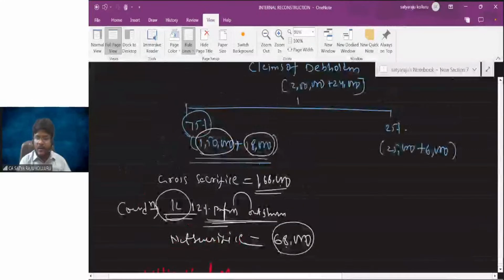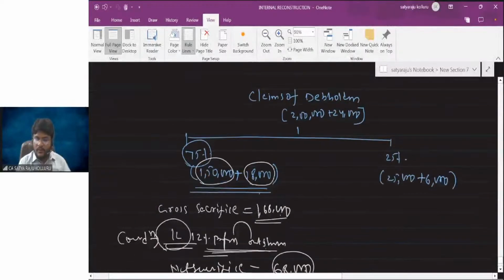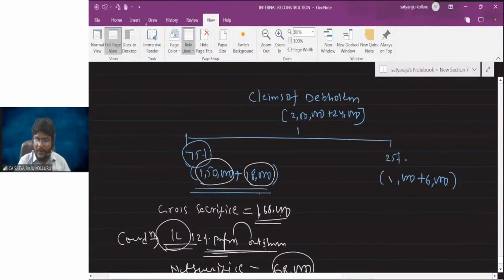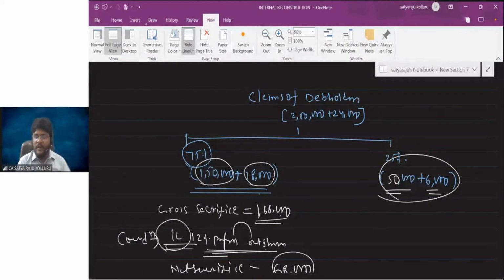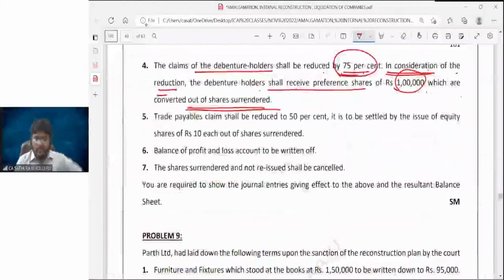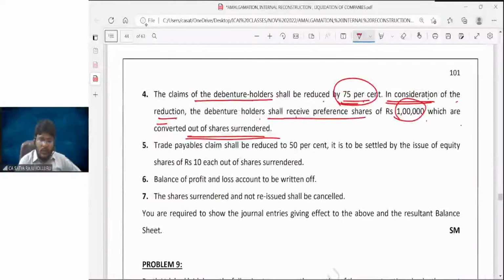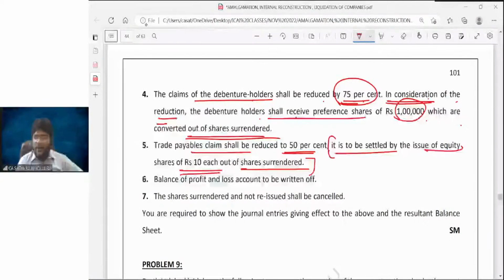Sir, what about this 25%? This is 50,000 plus 6,000. What is this 50 plus 6,000? If nothing is mentioned, then it is shown in the balance sheet after reconstruction. Okay, come down. Trade payables claim shall be reduced to 50%. It is to be settled by the issue of equity shares of 10 each out of the share surrender. It is not in consideration. If you observe, it is not in consideration.